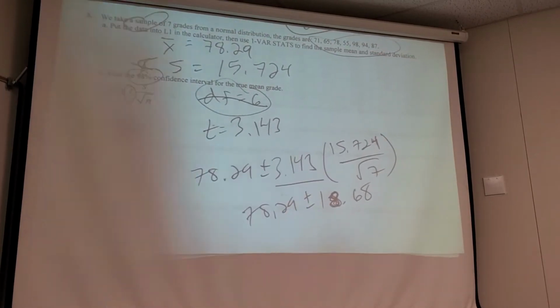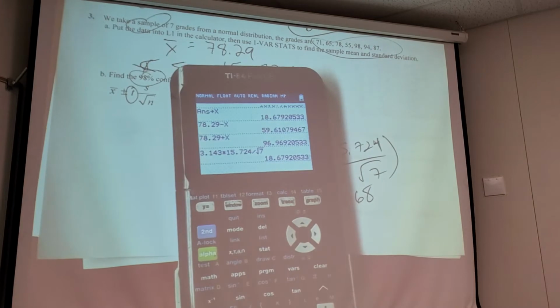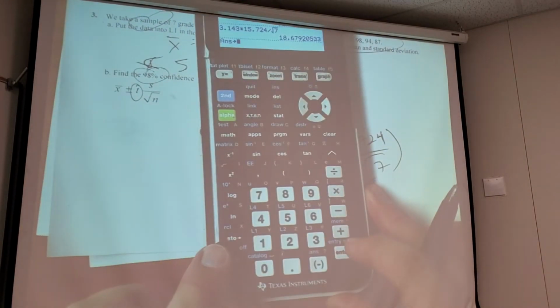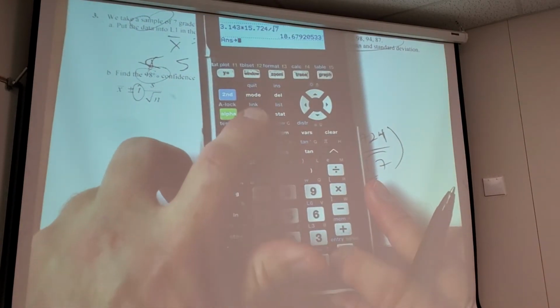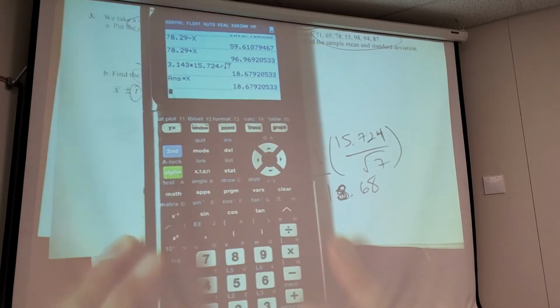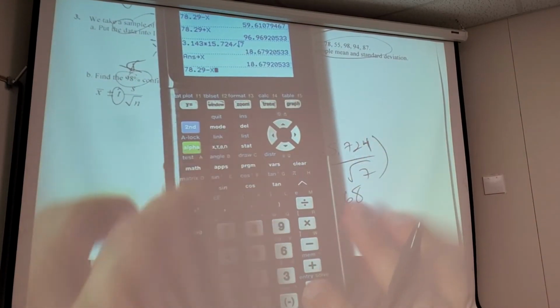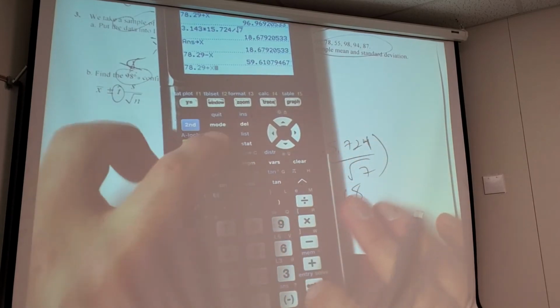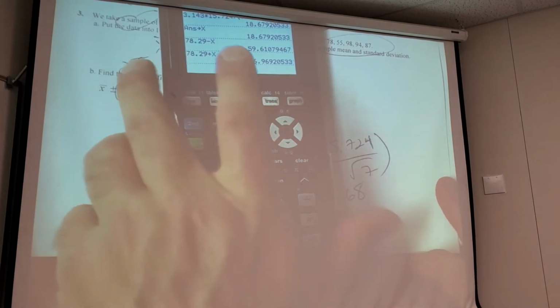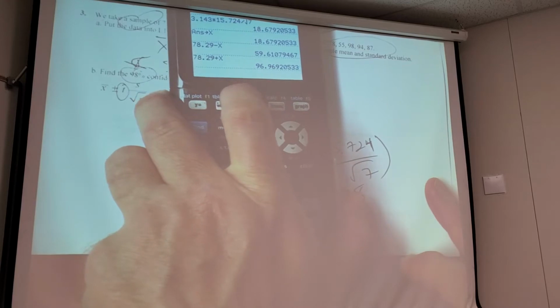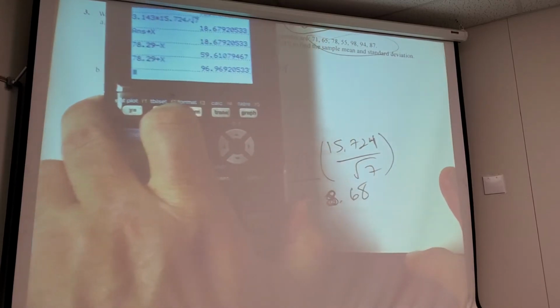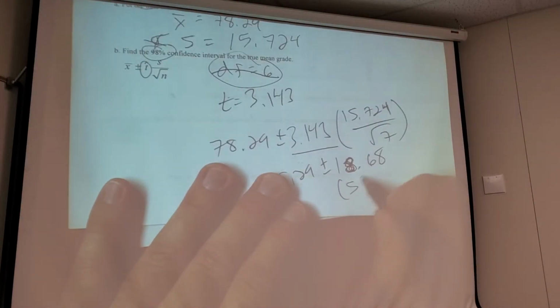I think I showed you this. Not an important thing. But if you store that in x, I can then do 78.29 minus x, 78.29 plus x. Very easy. So I get 59.6 up to basically 97.